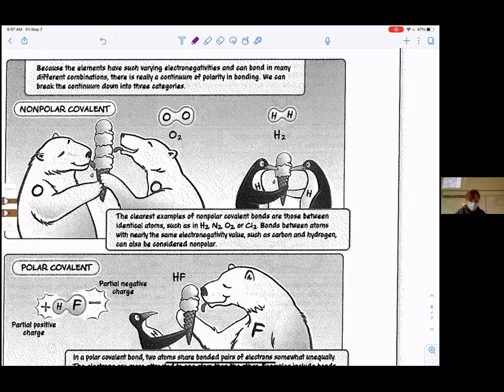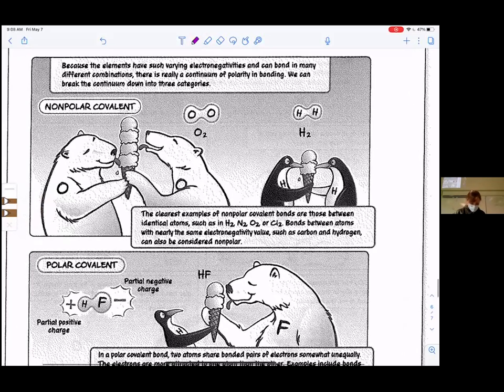Okay, so we've got 3 different types of bonds, and what is happening to the electrons? This says, because the elements have such varying electronegativities and can bond in many different combinations, there really is a continuum. A continuum is something that is sort of a shaded situation.